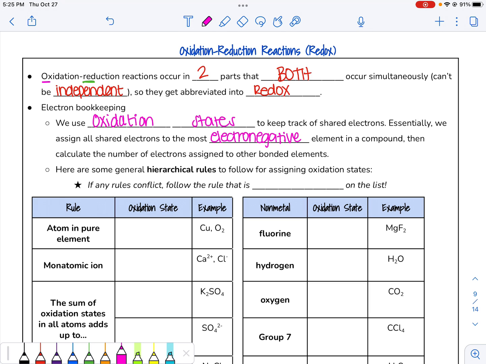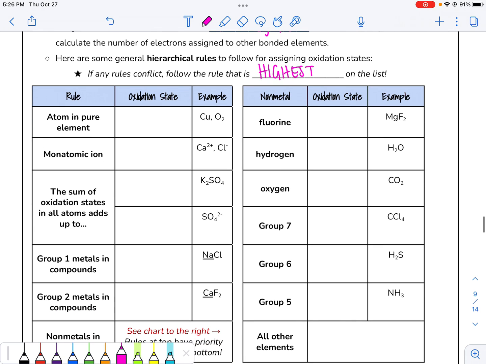There are some hierarchical rules that we can use to justify oxidation states for different compounds. As you are going through and determining your oxidation states, if there are any two rules that conflict with each other, the rule that you follow is the one that's highest on the list. I didn't number these rules for you in the table, so I'm going to number them as I go through. I split some of them up to make them a little easier to follow, even though they technically fall under the same rule.